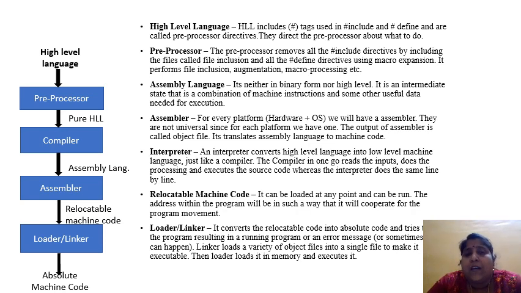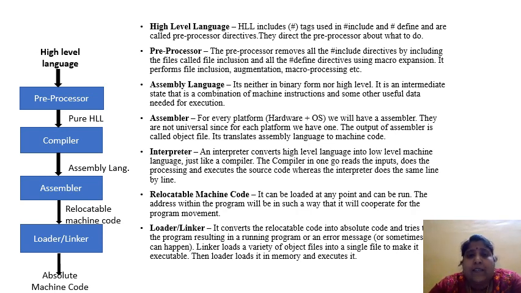We all know what is a high-level language. So, high-level language includes various hash signs, what we call as hashtags, hash include, hash define, what we call as preprocessor directives. They direct the preprocessor about what to do. So the preprocessor will do what? It will remove all the hash include directives by including the files, called file inclusion, and all the hash define directives by using macro expansion. It performs file inclusion, augmentation, and macro processing.